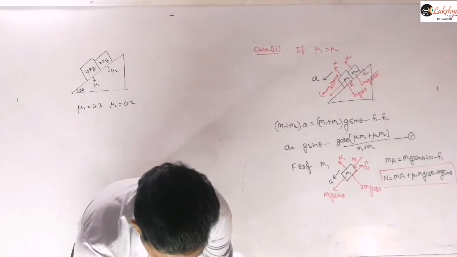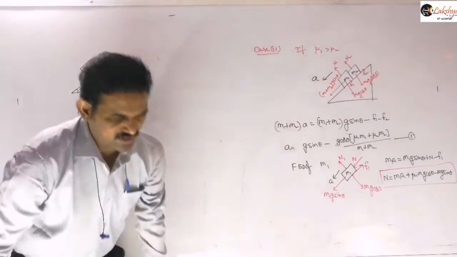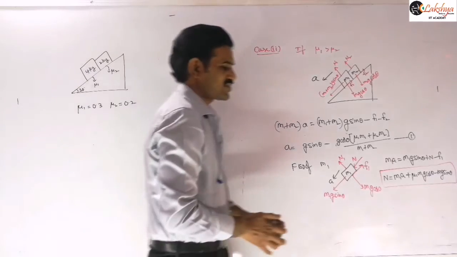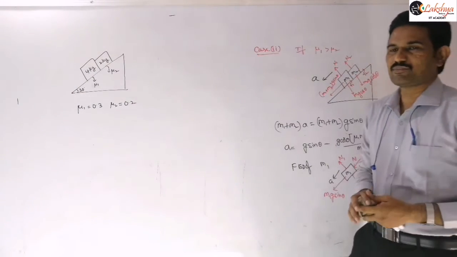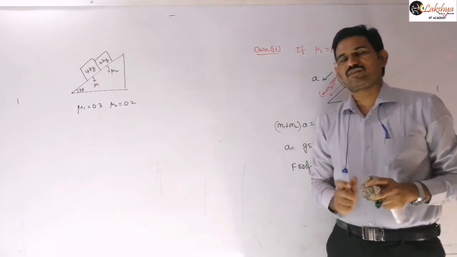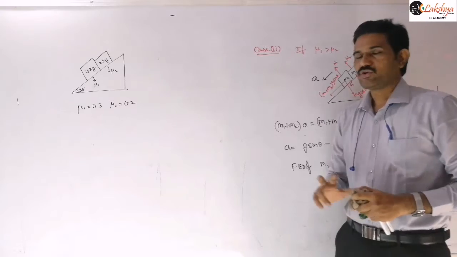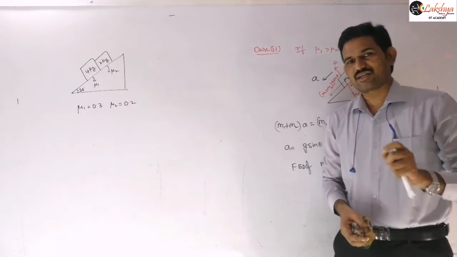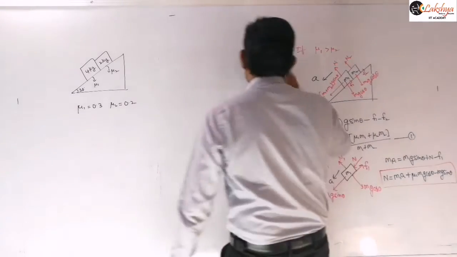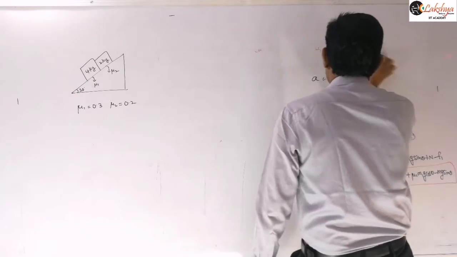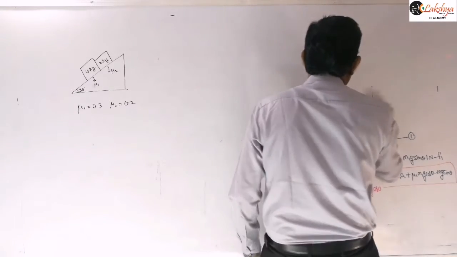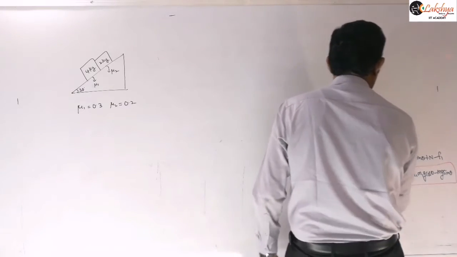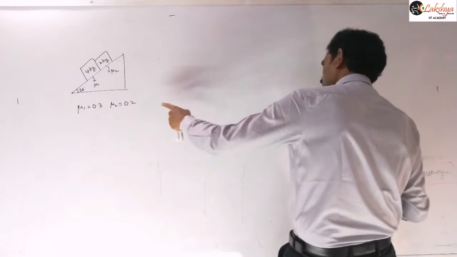Sometimes they will ask another type of question like those two blocks, instead of being in contact, they will be connected by some light rod there. They will be connected, and you need to find the tension in the string connecting those two blocks there, right? So now let us see such a type of problem also. I will explain directly with a numerical based on that. So you do that calculation.